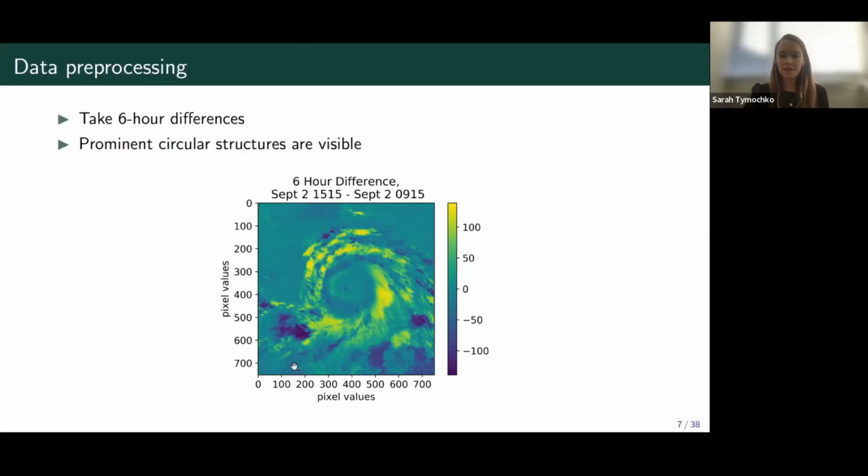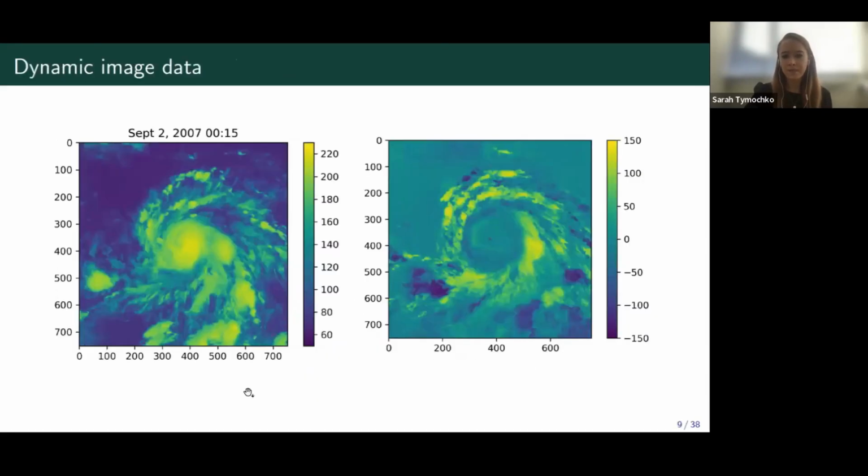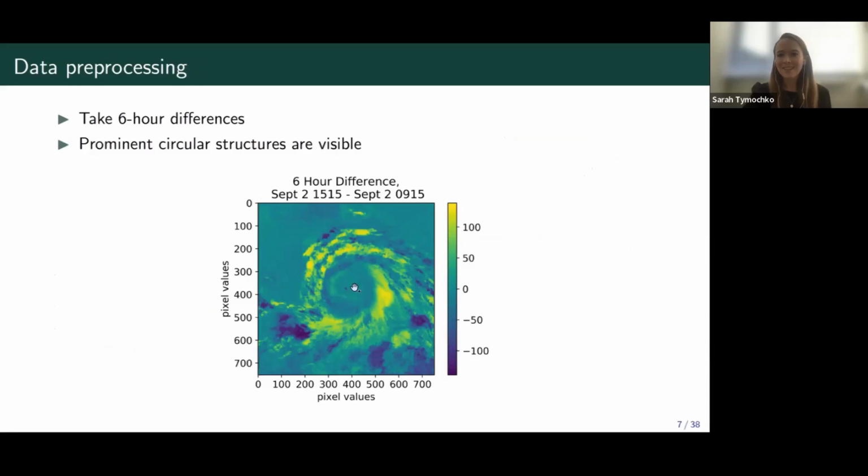And so if we watch, now this is the video I showed at the beginning where we're looking at how, technical difficulties. That's not a video. Maybe I didn't make it a video. My bad. So earlier on, I showed the video of the changing temperature or the changing 6 hour difference where we could see that ring structure propagating over time.